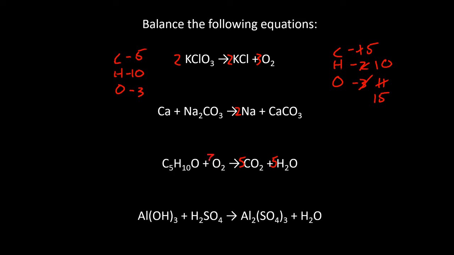And if we put a 7 in front of it, that would give us 14 oxygens from this, and then we have 1 from there, and voila, 15. So we have our balanced chemical equation.